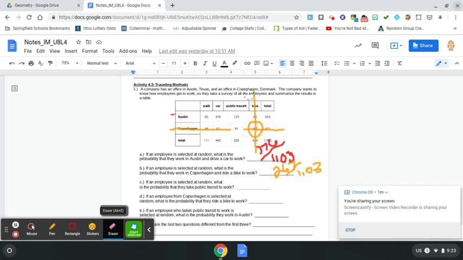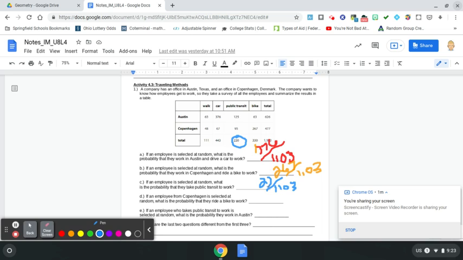Go back, get out my eraser, clean this up. Take a look at the third one here. If an employee is selected at random, what's the probability they take public transit to work? Now, in this case, it doesn't matter their location. So we're still out of our total employees, 1,103. And all we're looking for is if they take public transit to work. So we go down to our total for public transit, and that's 220 up top. Divide those two to find your overall probability.